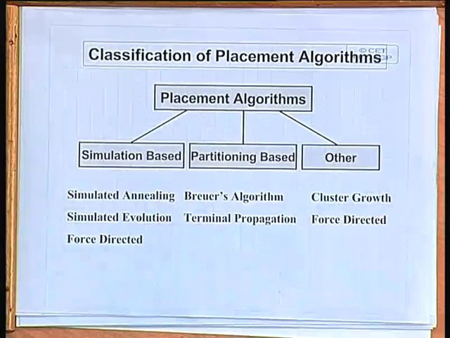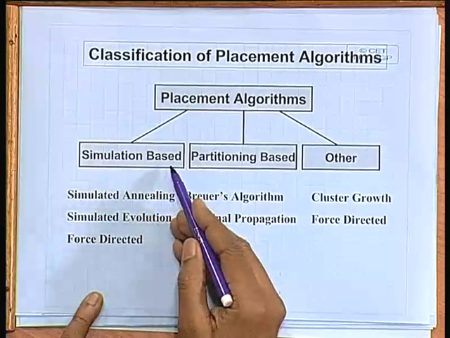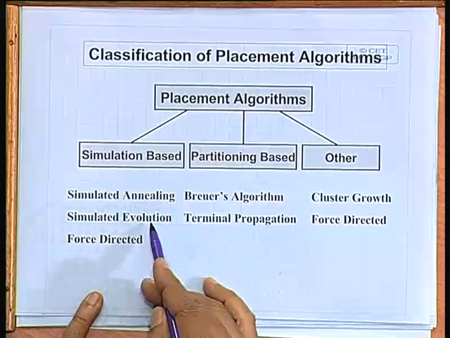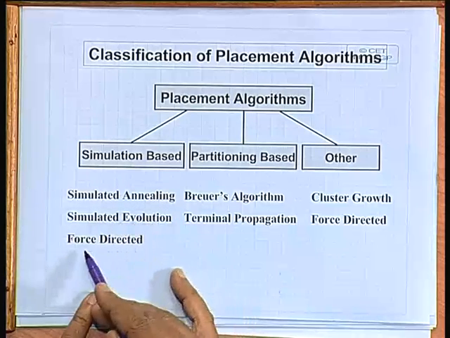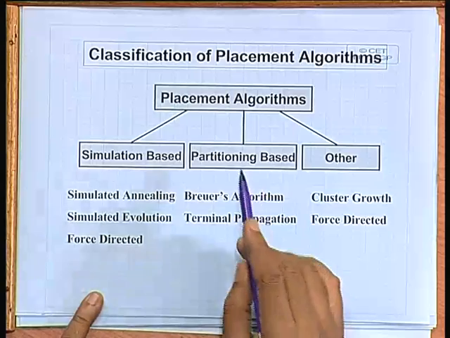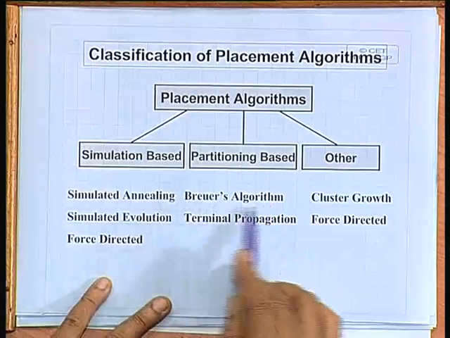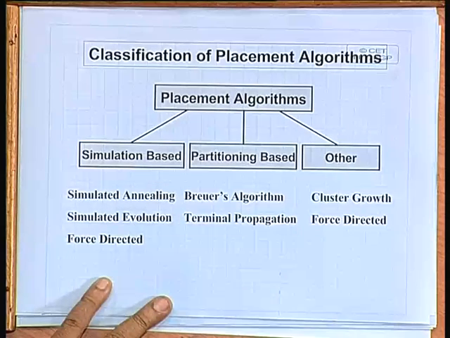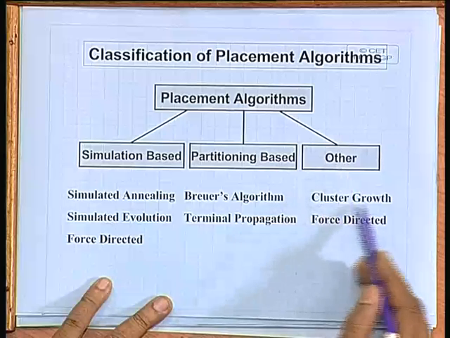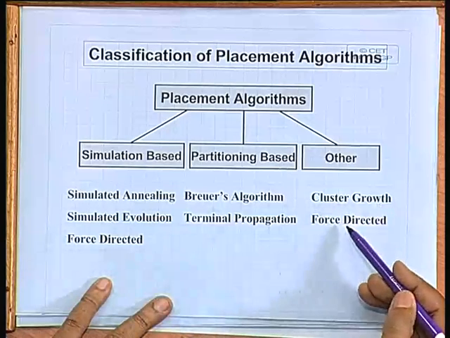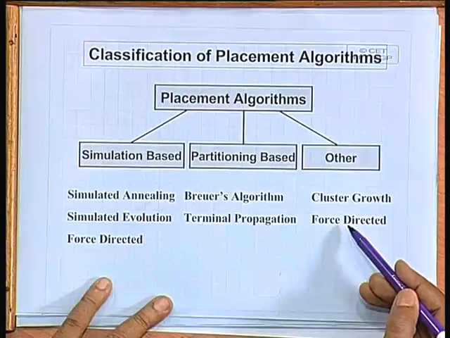So, now let us come to the actual algorithms which people use. Well, broadly speaking, the placement algorithms can be categorized as simulation based. Again, simulated annealing and simulated evolution are the better candidates here. There is a third method called force directed. There is a method which is based on partition, where partitioning and placement are going on together. There is Breuer's algorithm and terminal propagation algorithm, and some other techniques. Cluster growth, and force directed can also be treated from a slightly different angle, we will be looking at this.